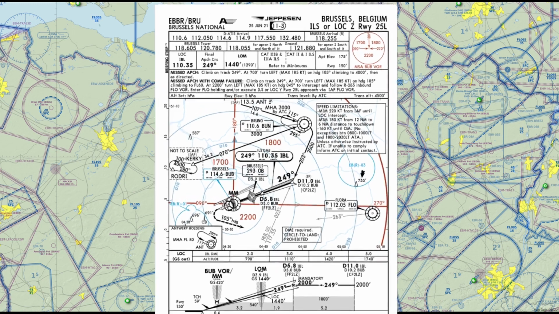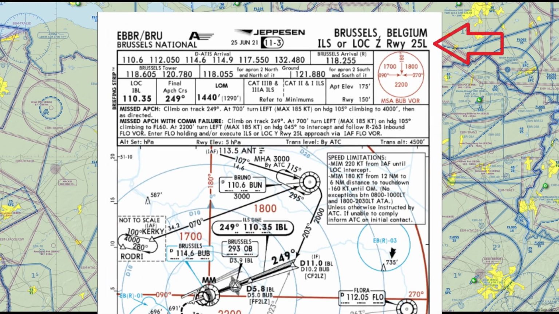All the way at the top you'll see the type of approach that you are going to fly. In this case an ILS or localizer approach Zulu for runway 25 left. The reason why they put a letter Y or Zulu after the type of approach is because you can have several different ILS approaches for the same runway.